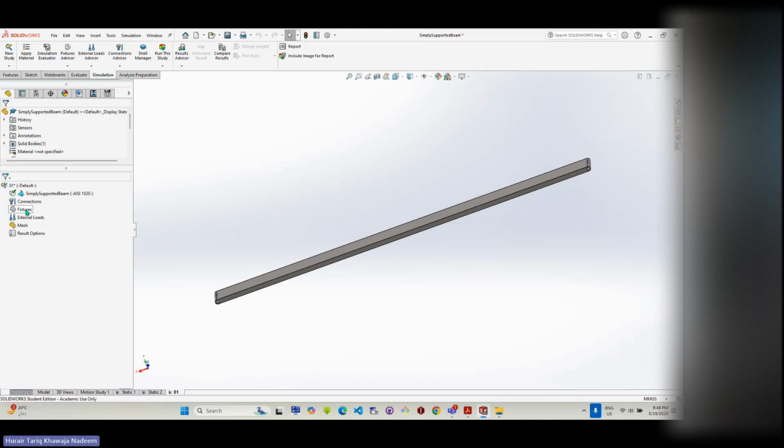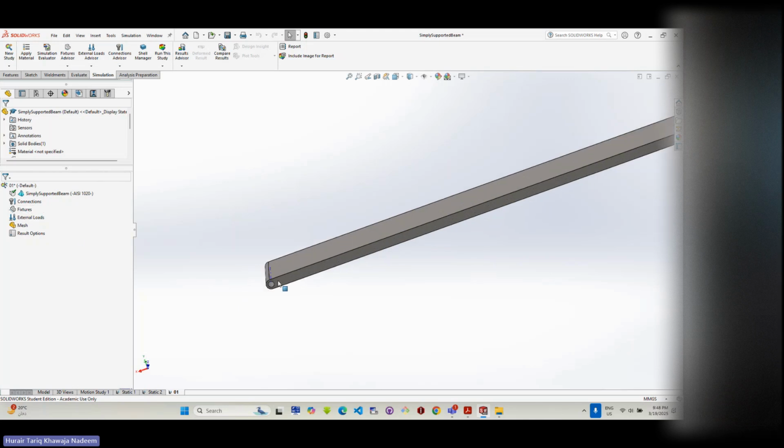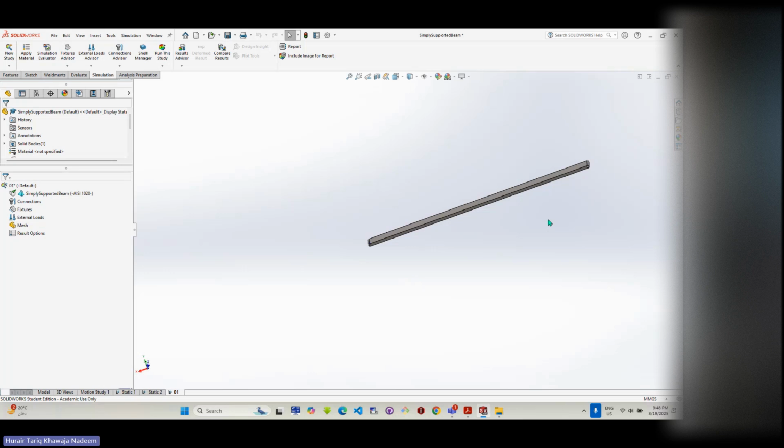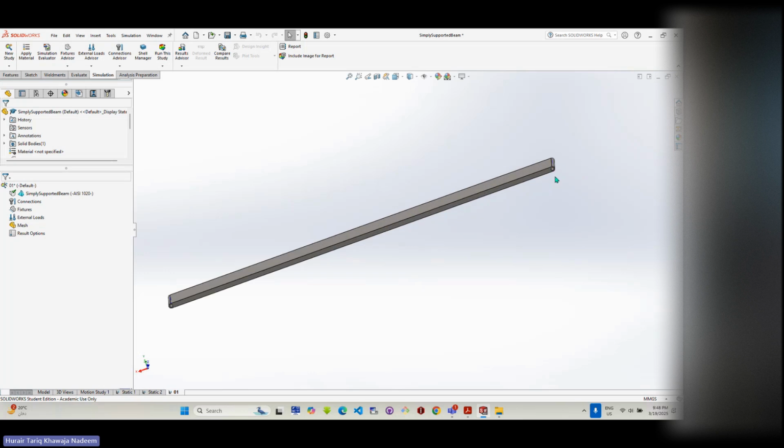Now a fixture is something where the body is fixed somehow to the surroundings. For example, you have a pin inserted over here, and the pin is connected to the ground. On the other side you have another pin, connected to a roller. This comes under the category of fixtures. A connection is when you have two or more bodies and how they are connected together. So there is a difference between them. Two or more bodies will further be connected to the ground, and that portion comes under the category of fixture.